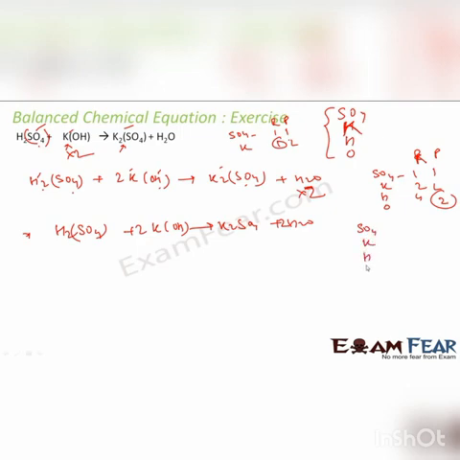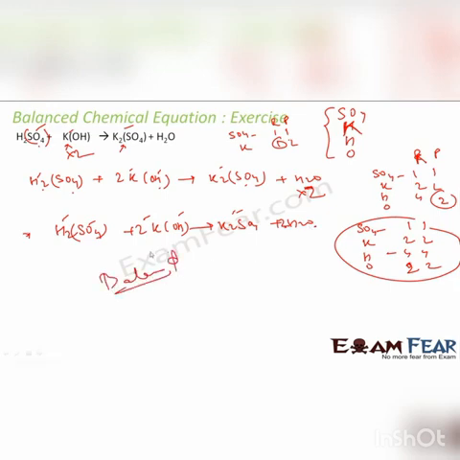Now let's again check the balance. Sulfate is 1 here, balanced. Potassium is 2 here, 2 here, balanced. Hydrogen is 2 plus 2 here, 4 here, and here also 4. Oxygen is 2 here, 2 here, and here also 2 oxygen. So if you see, everything is balanced, right? So this is also a balanced equation.